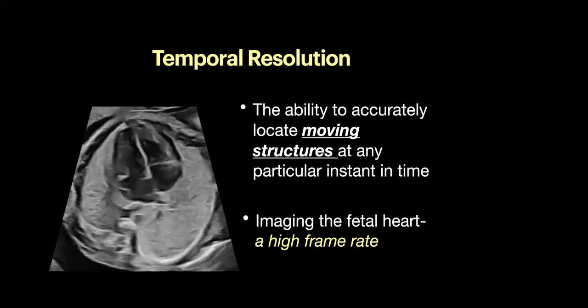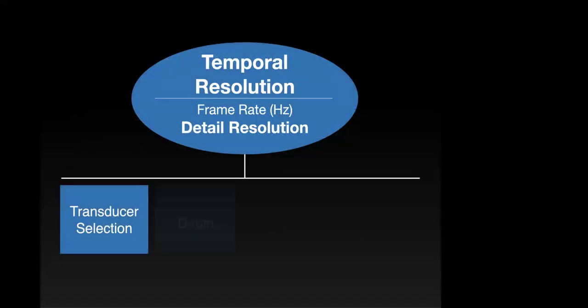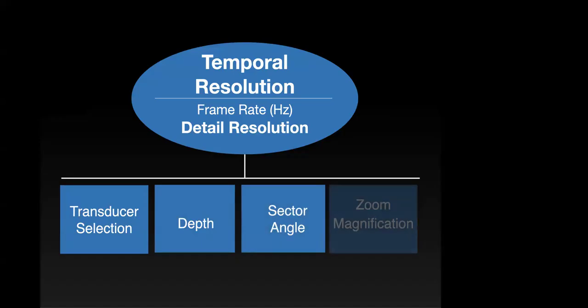It has been recommended when imaging the fetal heart, you have to at least maintain a high frame rate of at least, I would say, anywhere between greater than 30 or even greater than 50 frames per second, especially in the setting of advanced imaging technology. So these are the technical settings that affect your detail resolution and your temporal resolution, such as your transducer selection, which I did explain. You have your depth and your sector angle, as well as your zoom magnification.